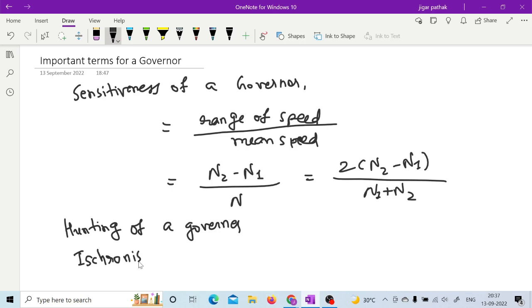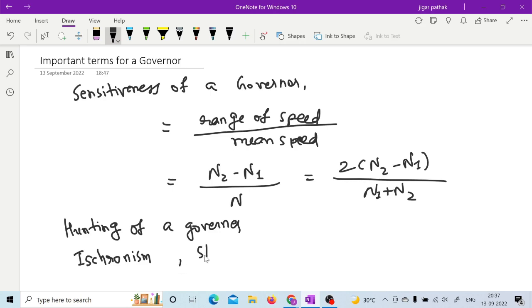Okay. So if you go for the next term, that is isochronism, it means what happens is here you are having a range of speed as 0 in case of isochronism, right? So you can have different radii at the same speed, right? So isochronism is also not good for a governor, right?